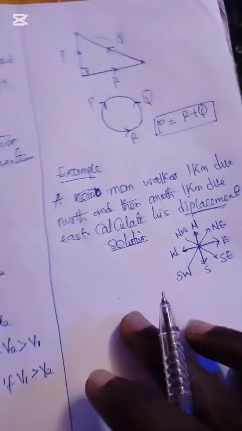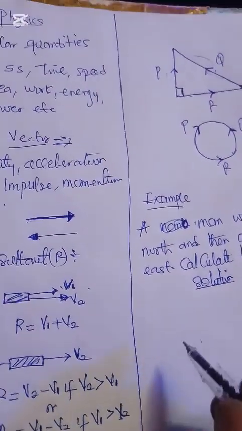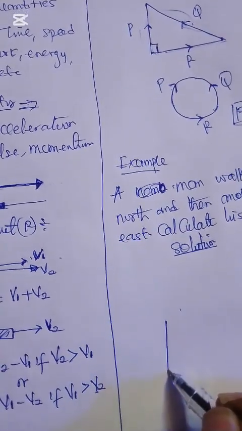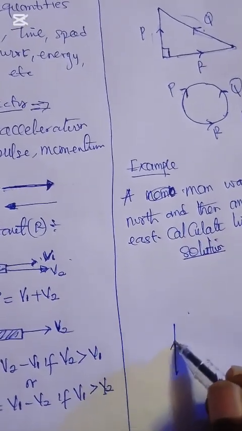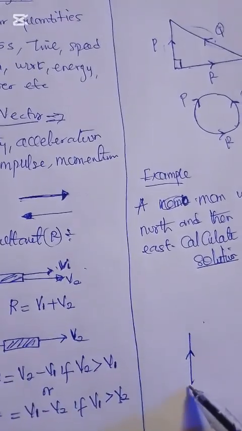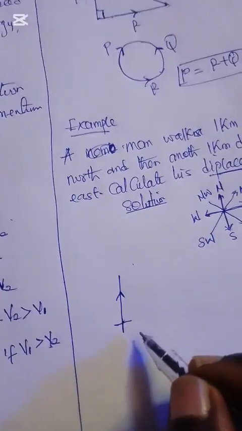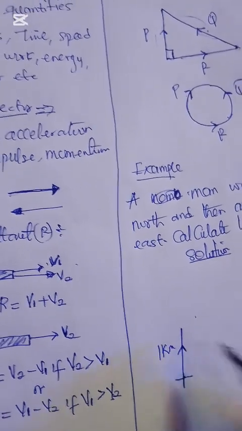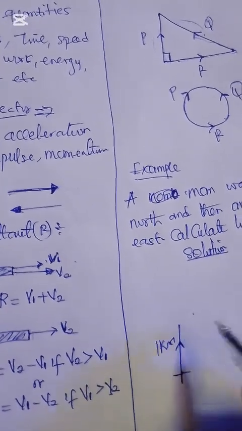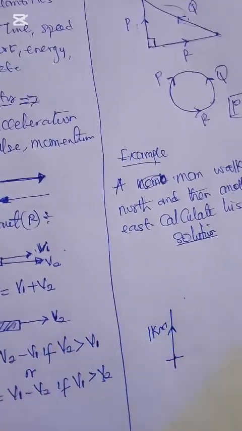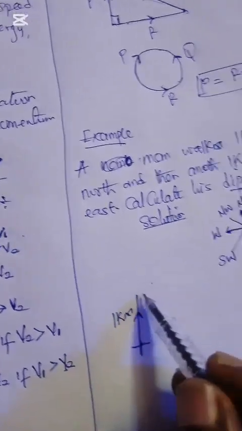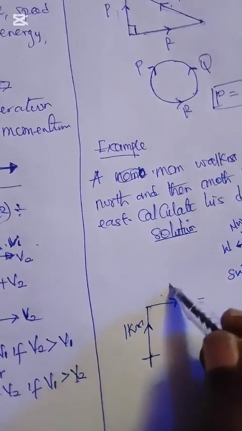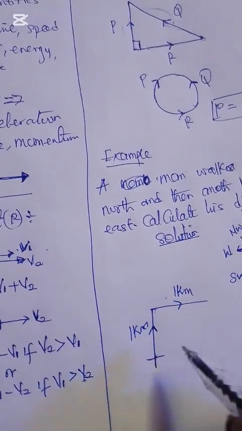So what do I do next? A man walks 1 kilometer due north, so due north should be this direction. I put the arrow, and make sure you indicate your starting point. So this is the starting point, and this is 1 kilometer. After traveling 1 kilometer, he changed direction and moved due east, which is this direction, 1 kilometer. And we're asked to look for the resultant.